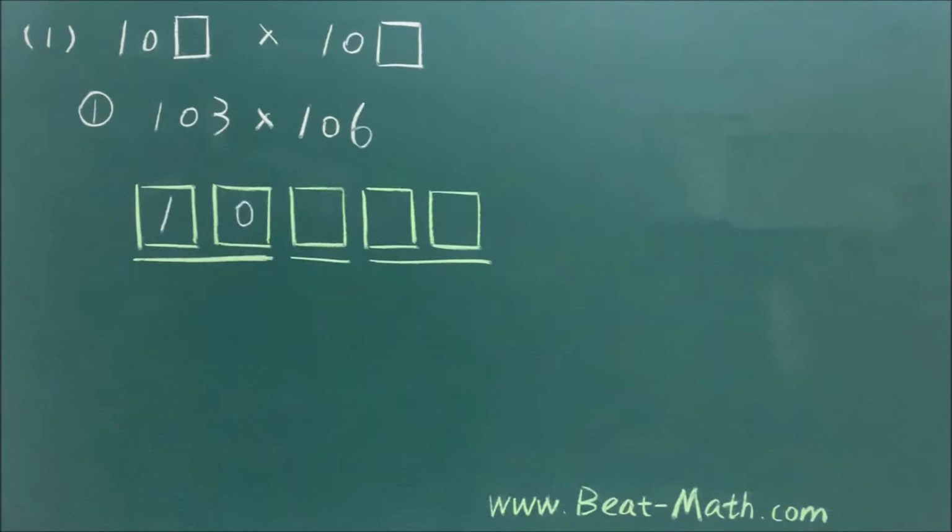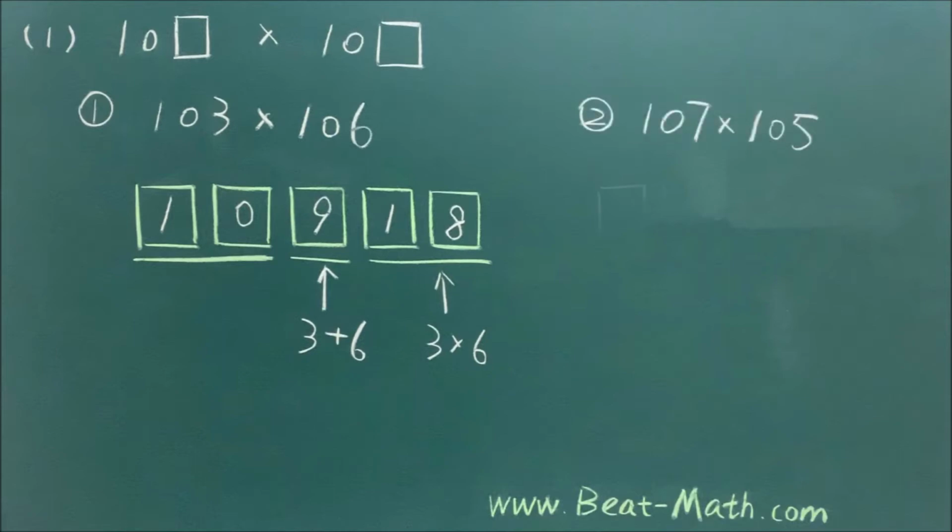First, we put 10 in the first 2 digits of the answer. 3 plus 6 is 9, so we can just write 9 as the middle digit. And last, we calculate 3 times 6 and get 18. It's the last 2 digits of the answer. So the complete answer is 10,918. Let's try another similar example.